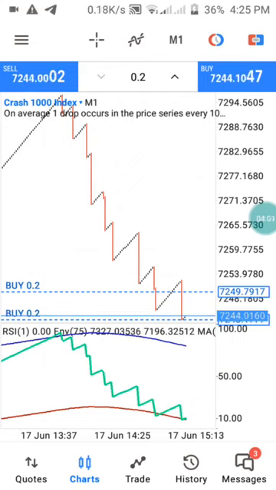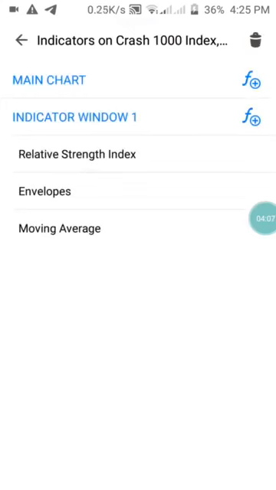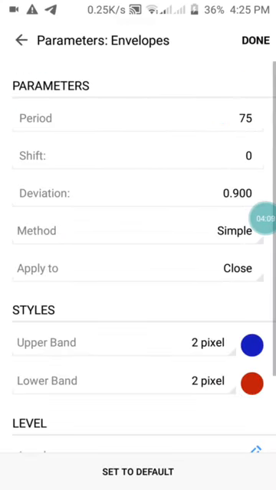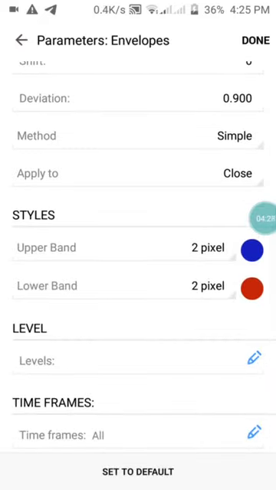So guys, let me show you the rest of the settings so that you can set it up. The next one you move into is the envelope. We have the period of 75. We have our shift to be 0. We have 0.900 as our deviation, and then we have our method to be simple. We have apply to close, and you have your upper band and your lower band at this color. So you can set it up like that.